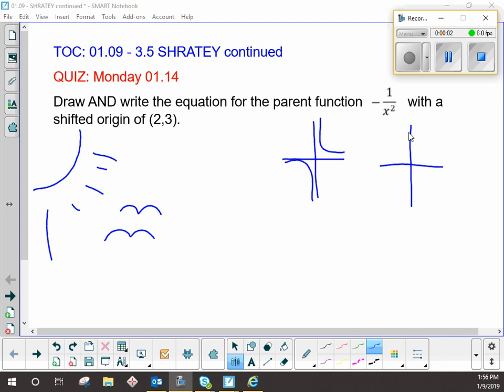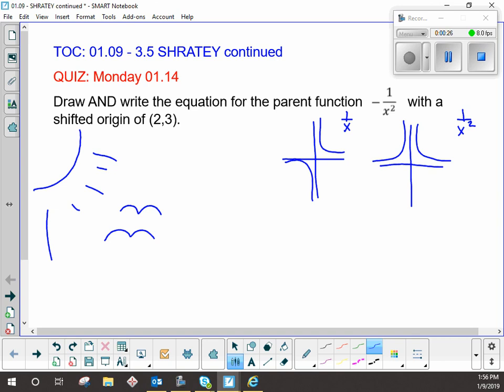We learned one that looks like this and one that looks like this. Which of these is the parent function for this problem? The one on the right, right? So this was the parent function for 1 over x, and this one was 1 over x squared. However, because of this negative in front, what does that mean is going to happen to the parent graph? It's going to flip. It's going to reflect over the x-axis.